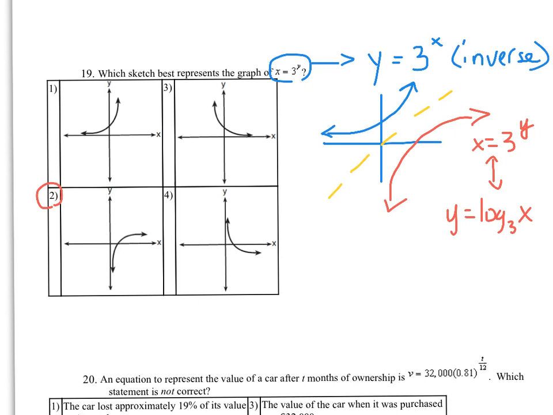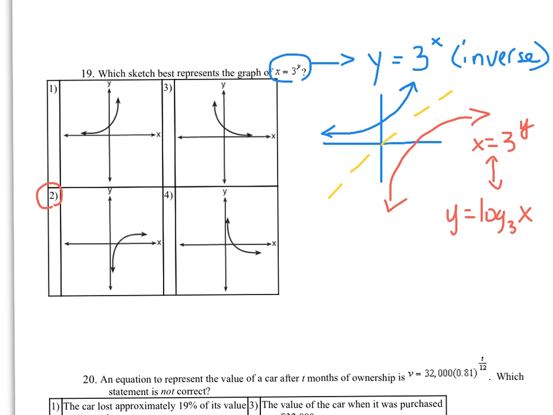So let's bring down the 32,000, and then in your calculator you're going to do 0.81 to the 1/12 power. And when you do that, that's 0.9825. And then we just bring down the T. So let's look at this number here. It's less than 1, so we know that we're losing value.